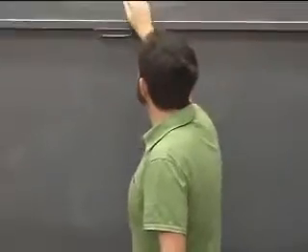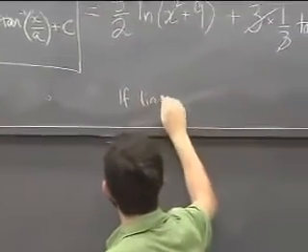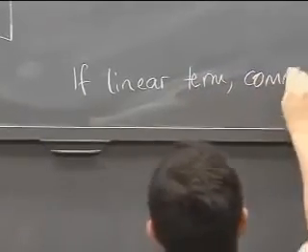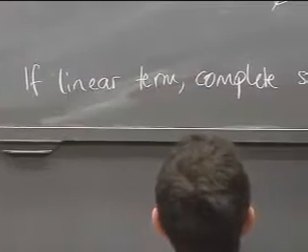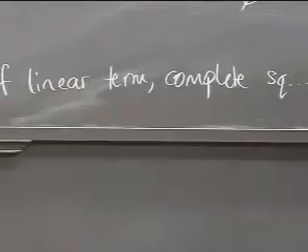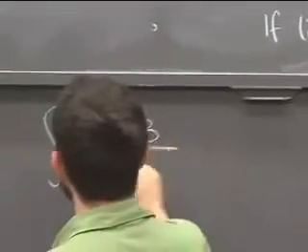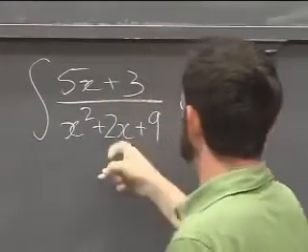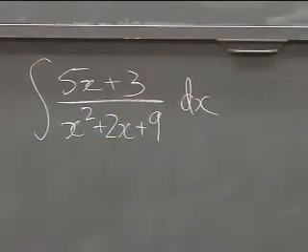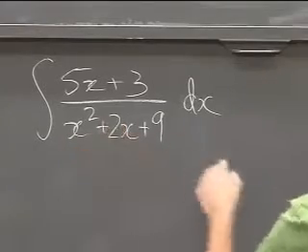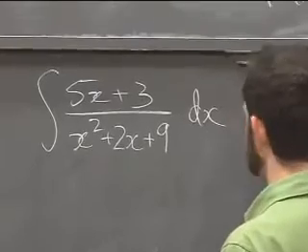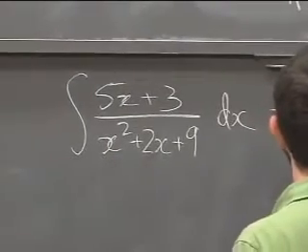So let's just say if there's a linear term, complete the square. If you just had x squared plus 2x plus 9, if you check the discriminant, it's 4 minus 36, b squared minus 4ac. It's clearly negative, so you can't factor it. I'm not going to finish this. I'll just set it up for you.